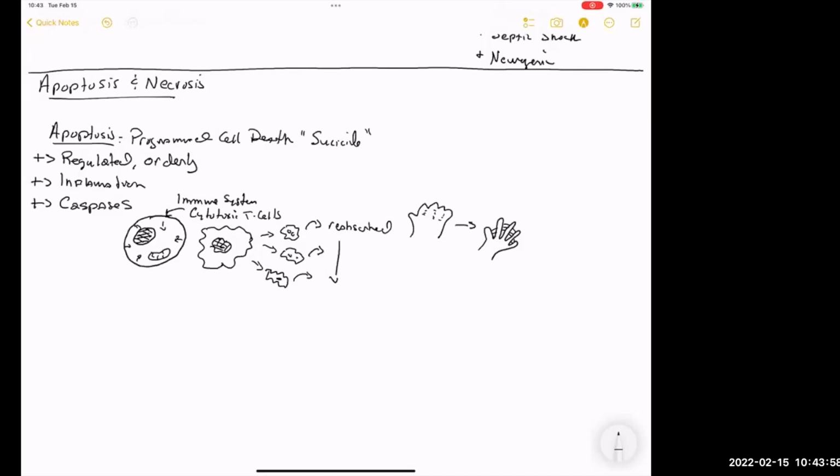Typically, apoptosis is not going to be as bad from a pathophysiological standpoint as necrosis. So oftentimes apoptosis is fairly normal, and it is often not overtly pathological. So when you have cell death, this is the kind of cell death you want to have, apoptosis, right?